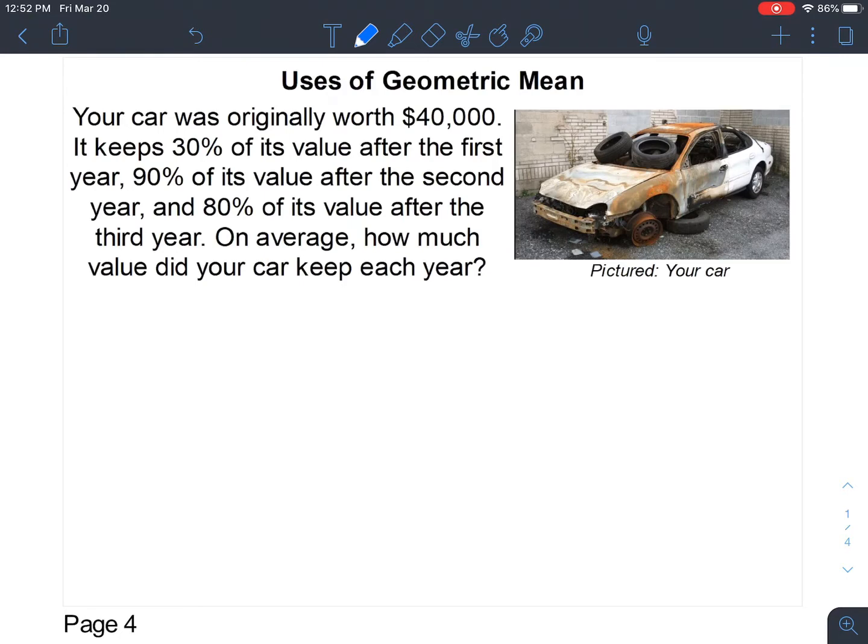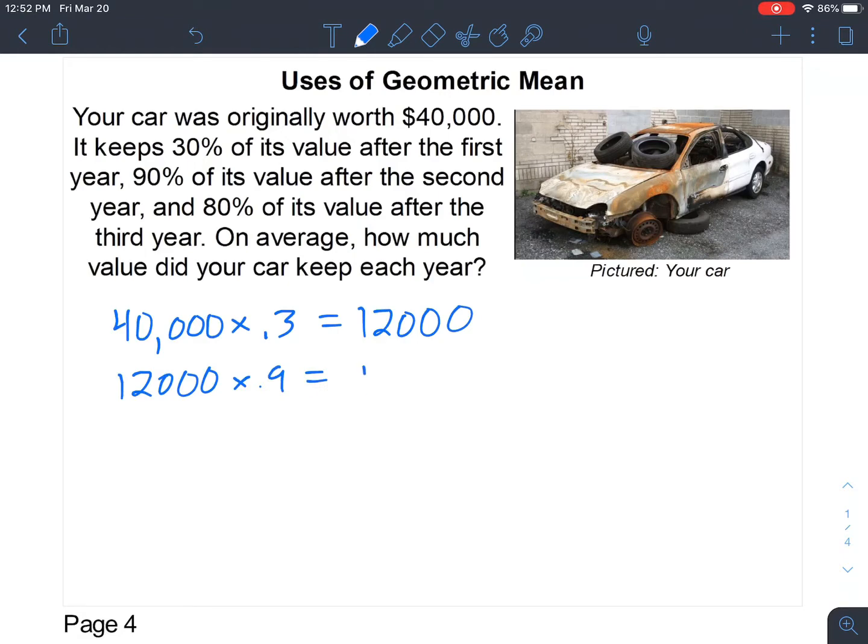So what we would normally do is we would typically just say, well, what's 40,000? And it's keeping 30% of its value. So we would just say, okay, 40,000 times 0.3. And we would say, okay, after the first year, the car has dropped to be $12,000. Then the second year, we're going to take that and multiply by 0.9.